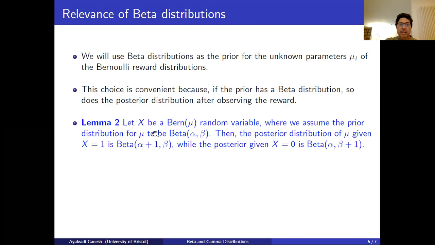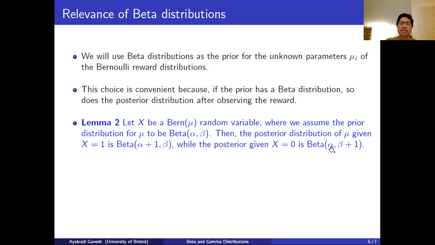And what does this lemma claim? The lemma claims that the posterior distribution of mu, if you observe a 1, is also beta. The 1 gets added to the alpha parameter, the beta parameter remains unchanged. Whereas if you observe a 0, a reward of 0, then it's still a beta distribution. The alpha parameter remains unchanged, and the beta increases by 1.